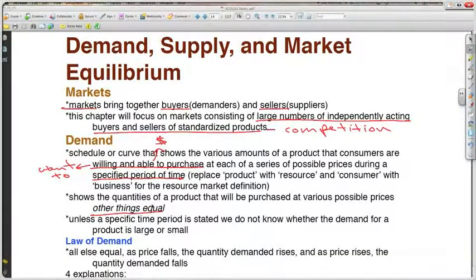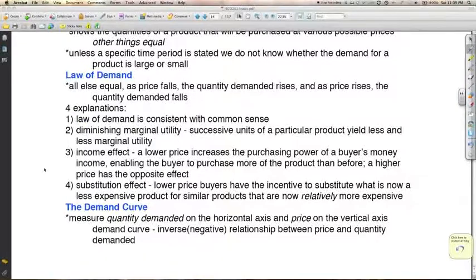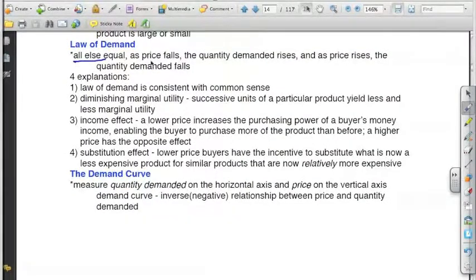So demand is going to show us the quantities of a product that are going to be purchased at various possible prices. So we can see that demand is going to involve price and quantity, looking at the relationship between these two variables. The law of demand states that, all else equal, as price falls, quantity demanded is going to rise, and as price rises, quantity demanded falls. You guys should remember what type of relationship this shows. It's an inverse relationship, noticing that quantity demanded and price are moving in opposite directions.